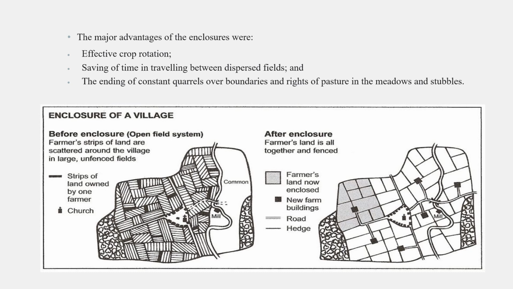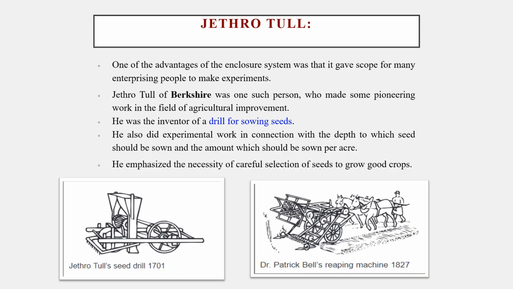In the picture we could see how the strips of land owned by one farmer had been scattered around the area. But after enclosure, the farmer's land is all together and fenced. Roads were also laid down.